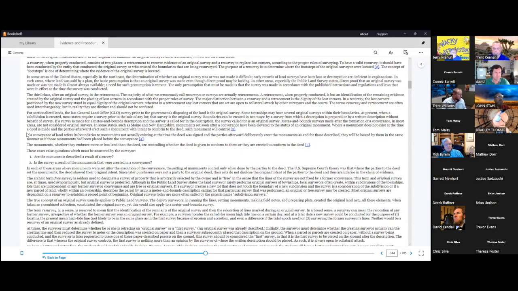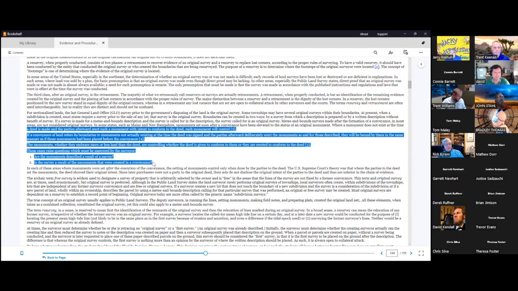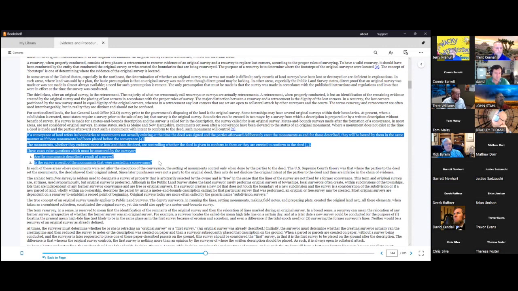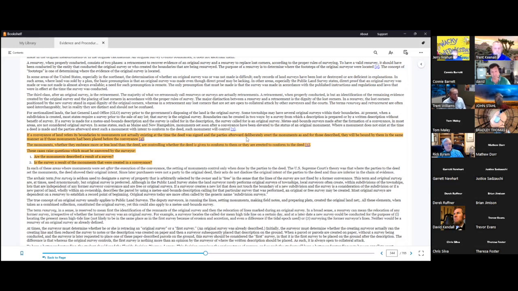Looking here, the next part I highlighted, and please stop me if you guys want to discuss or go over more, but I want to get through some of these so we can get into the field procedures of this. If a conveyance of land refers its boundaries to monuments not actually existing at the time the deed was signed, and the parties afterward deliberately erect monuments as and for those described, they will be bound by them in the same manner as if those monuments had been placed before the conveyance. The monuments, whether they embrace more or less than the deed, are controlling whether the deed is given to conform to them or they are erected to conform to the deed.